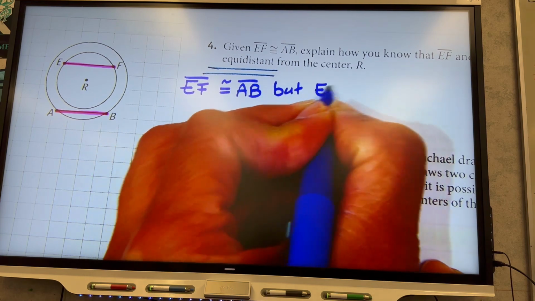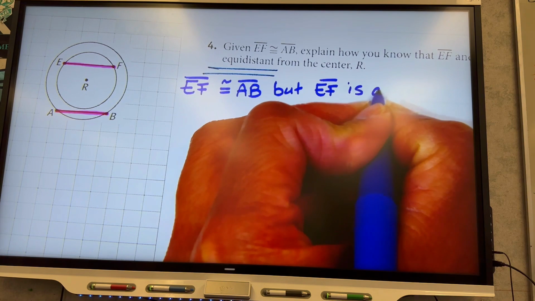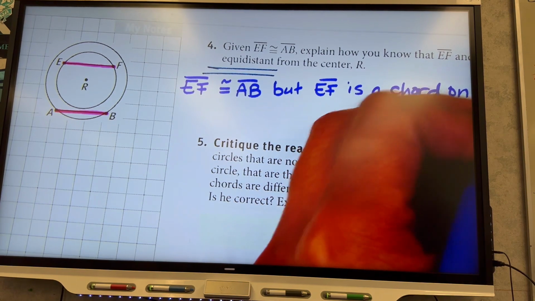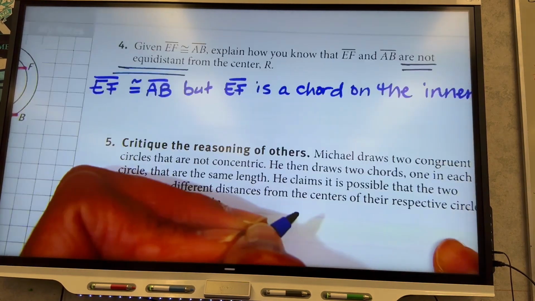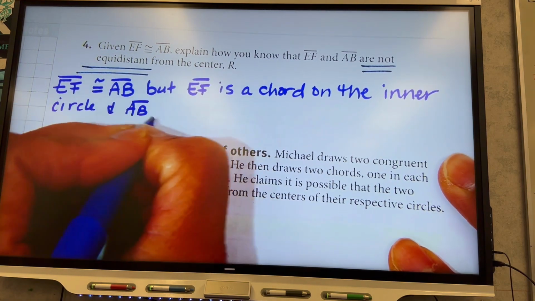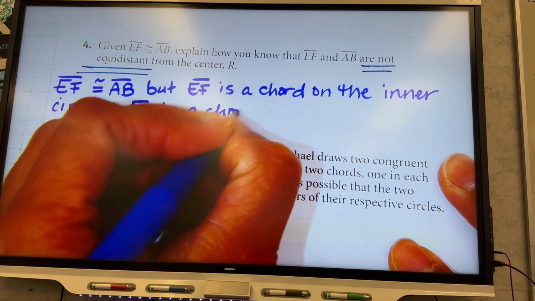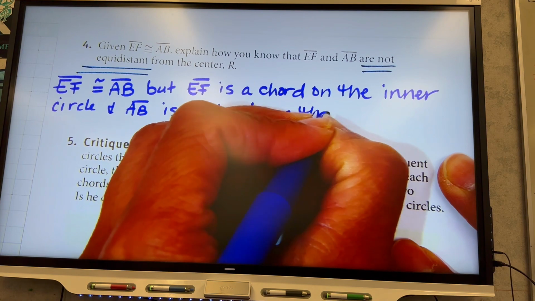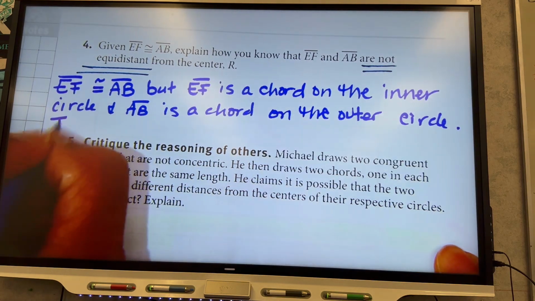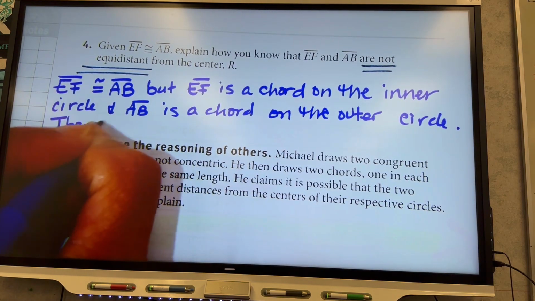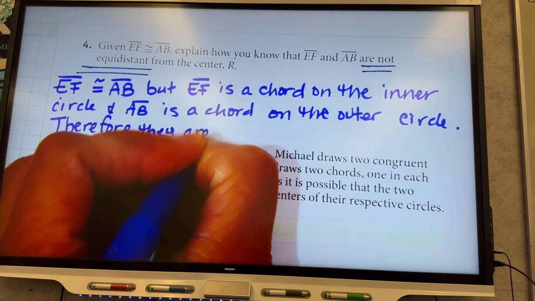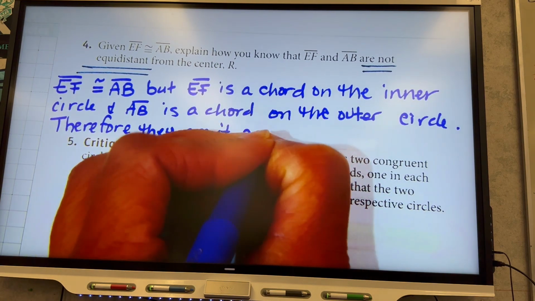But EF is a chord on the outer circle. Therefore, they aren't equidistant.